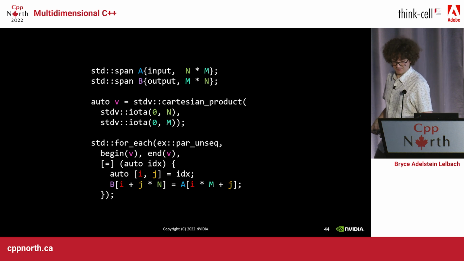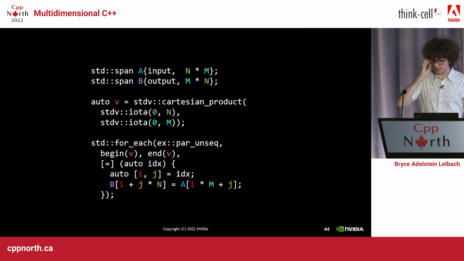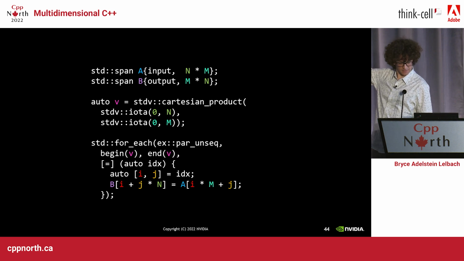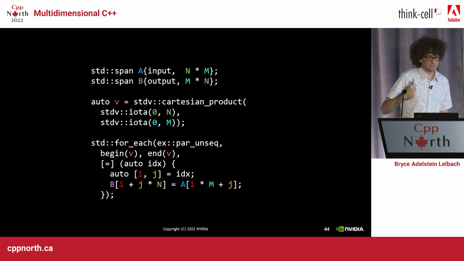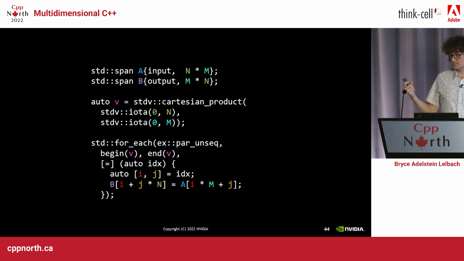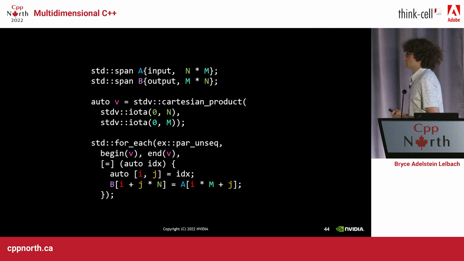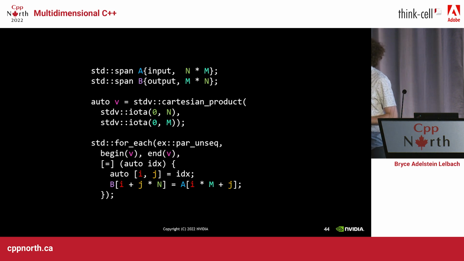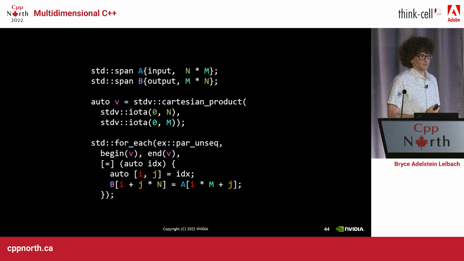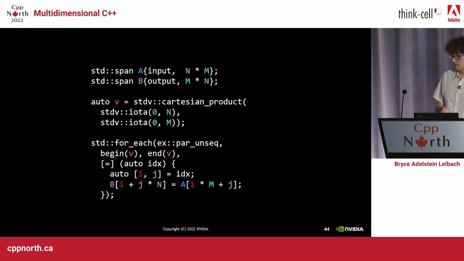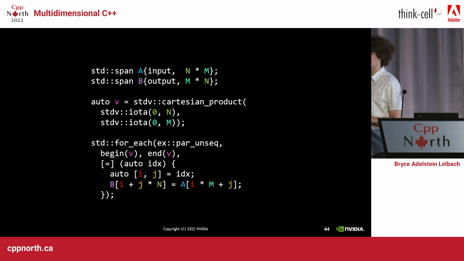So this is an example of a simple parallel matrix transpose. Right here we're again using that Cartesian product of iotas trick. But inside of the code here, we're using spans directly instead of mdspan. And so the problem here is, well, there's a few problems here. First of all, we've written the indexing logic manually inside of this parallel for loop. And that's pretty error prone. It's pretty easy to make a mistake, especially when you start dealing with something more complex than 2 dimensions.